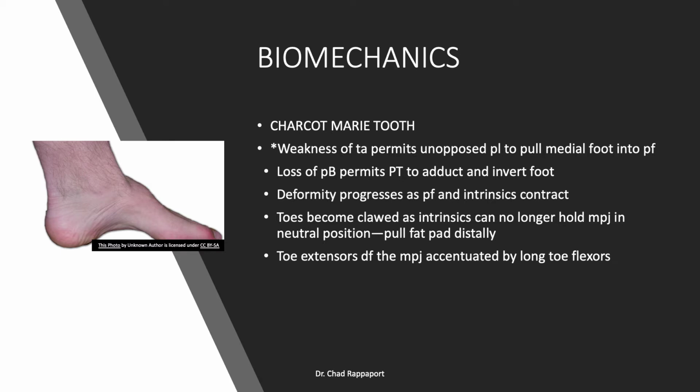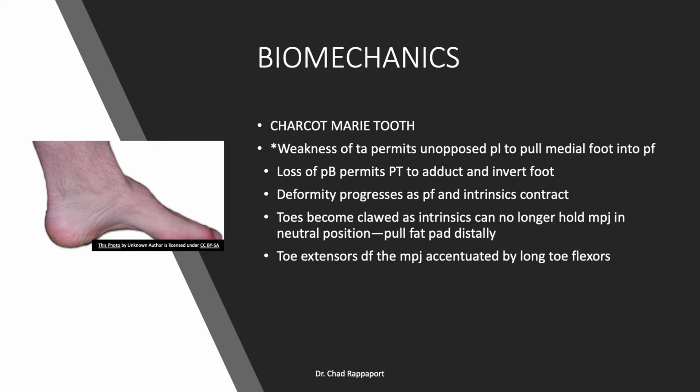And when one muscle or muscle group is weak, its antagonist group will gain a mechanical advantage, and therefore weakness of the tib ant permits unopposed medial and plantar flexory pull of the peroneus longus. The loss of the peroneus brevis permits the posterior tibialis to adduct and invert the foot. And the deformity progresses as the plantar fascia and the intrinsics contract over time.